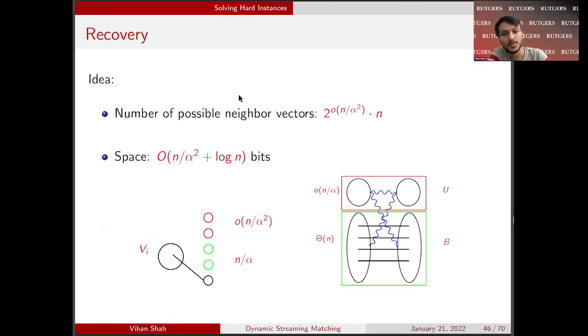Now the number of possible neighbor vectors is 2 to the little o of n over alpha square times n. This is because for a group here, you could have any subset of U within the neighborhood. That gives you 2 to the little o of n over alpha square choices. And then this one edge could be to any vertex, so it is at most n choices. And this gives you a space of n over alpha square plus log n bits, exactly what we wanted.